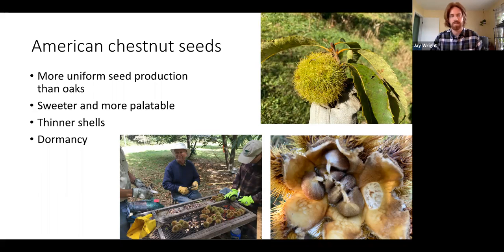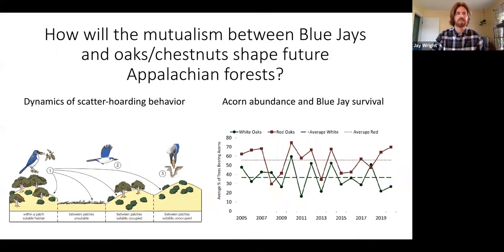They're very sweet and palatable, and they have thinner shells than most acorns, so they're more accessible to wildlife species that maybe don't have strong enough jaws or bills to break into acorns. And like the red oak group of acorns, they do have a dormancy period, so they germinate in the spring after they mature. Okay, so now I can get into my research here.